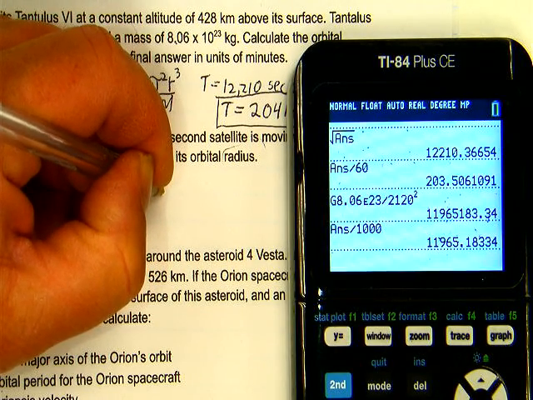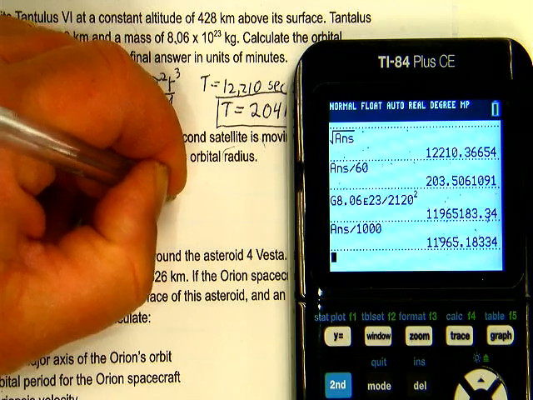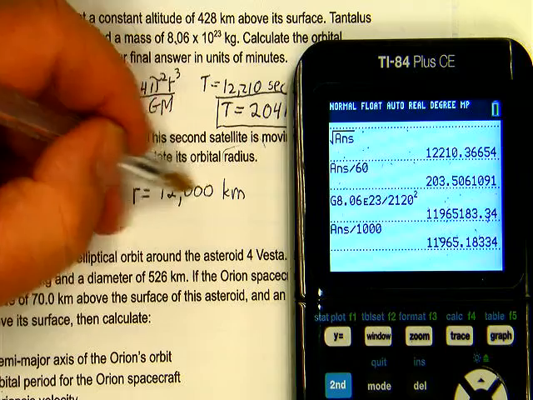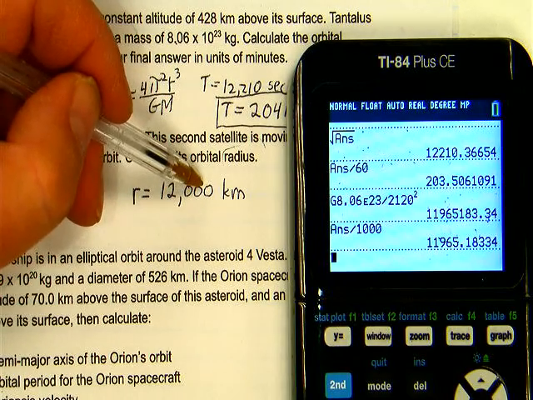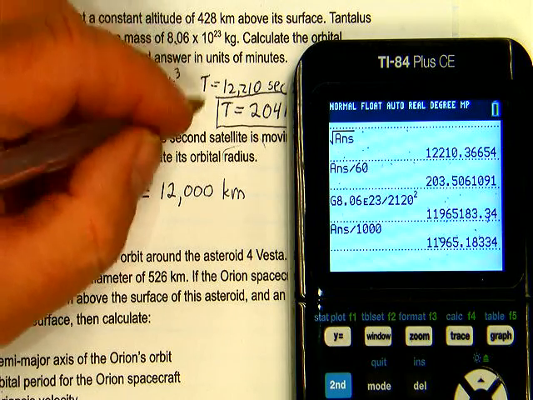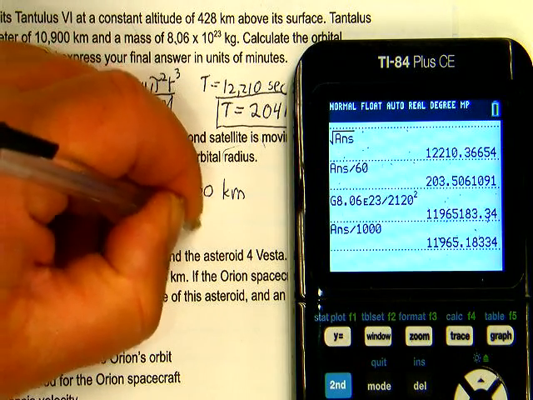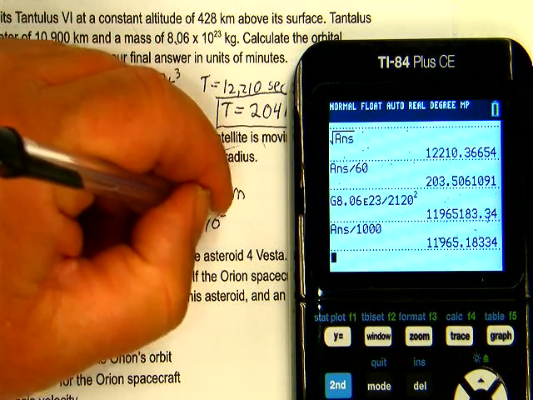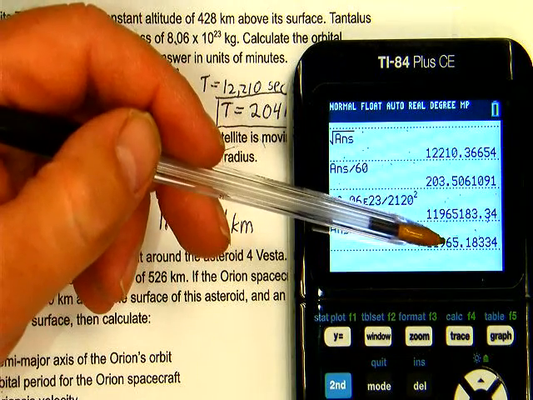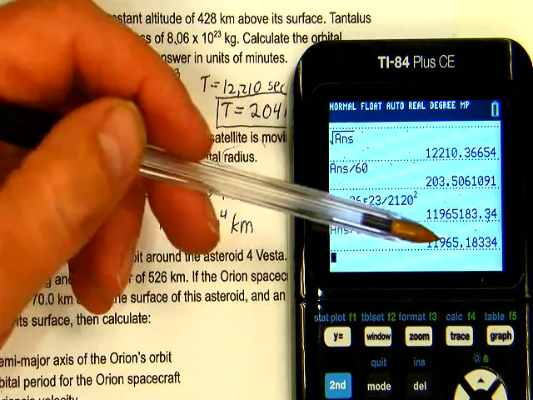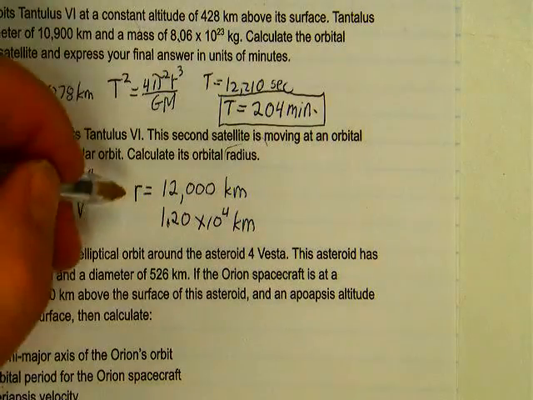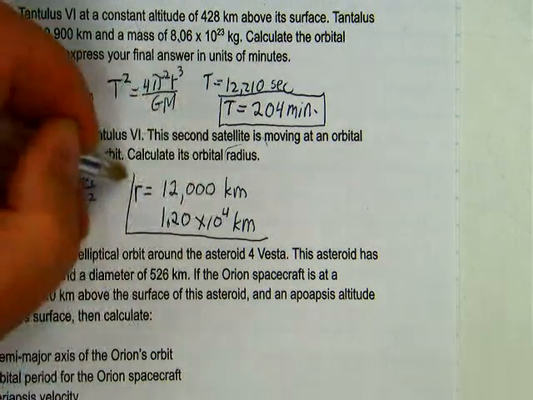To 3 sig figs, this is 12,000 kilometers. But you can't write it to 3 sig figs in this format. So what I could do is write 1.20 times 10 to the 4th power kilometers. And that makes it 3 sig figs. The 9 is going to round up. So this 119 rounds up to 120. All right, so there is the answer to number 2.